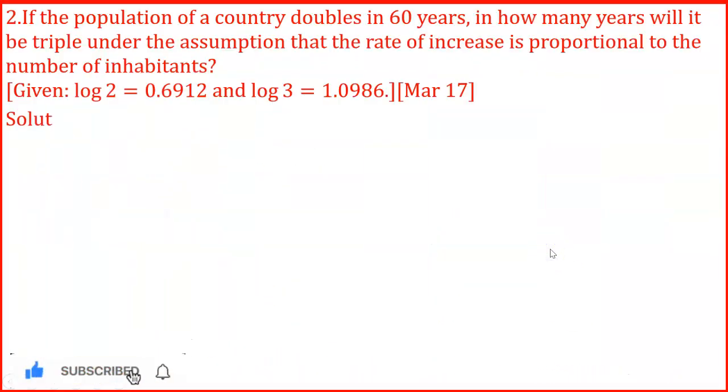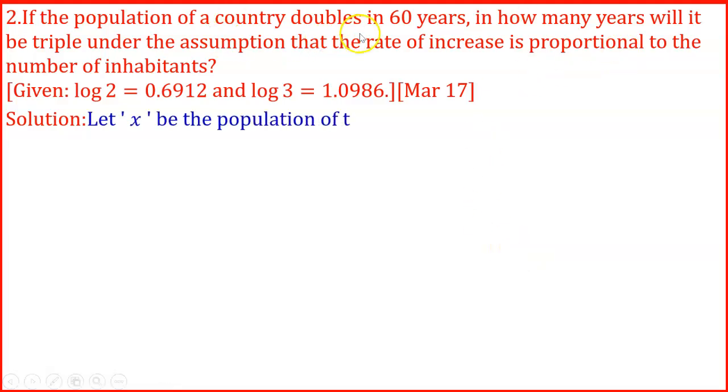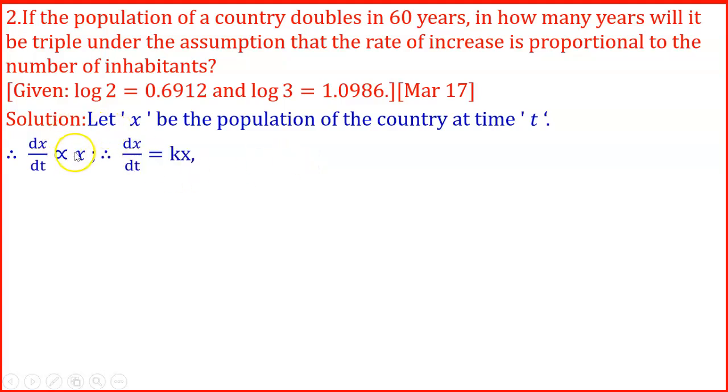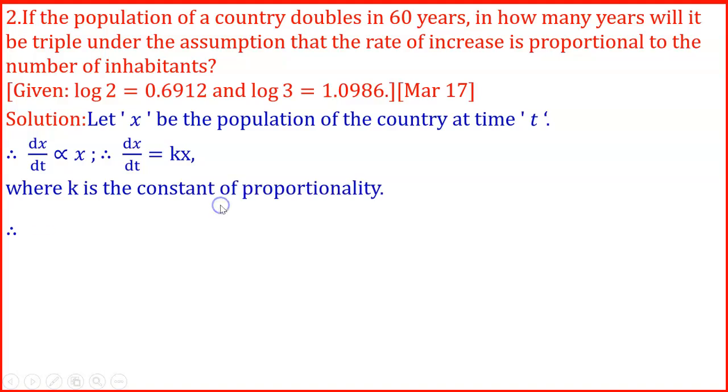Now next, if the population of a country doubles in 60 years, in how many years will it triple, under the assumption that the rate of increase is proportional to the number of inhabitants? We have been given the values: log 2 = 0.6912 and log 3 = 1.0386. Let x be the population of the country at time t. dx/dt is directly proportional to x, where k is the constant of proportionality. dx/dt = kx, so dx/x = k dt.